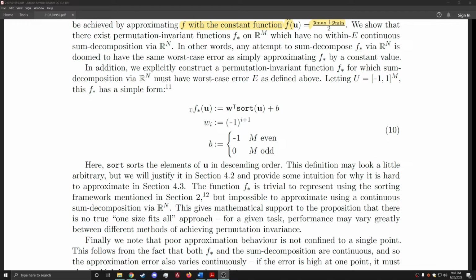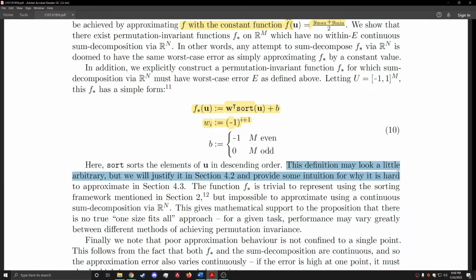So we are going to create this function here. This is gonna be a really strange function. And it even says this definition may look a little arbitrary, but we'll talk about it later. It looks crazy now, but I promise it'll make sense later. So you're just gonna have to trust me, just like, well, this paper asks for trust as well.